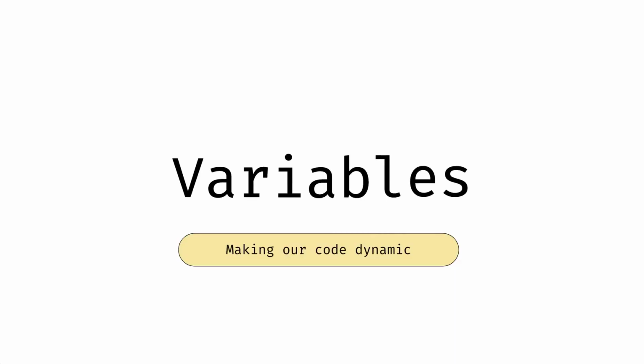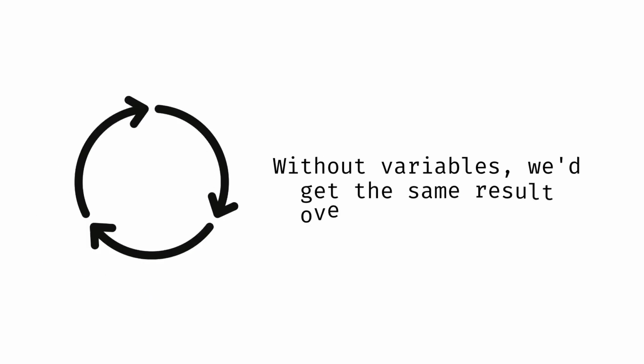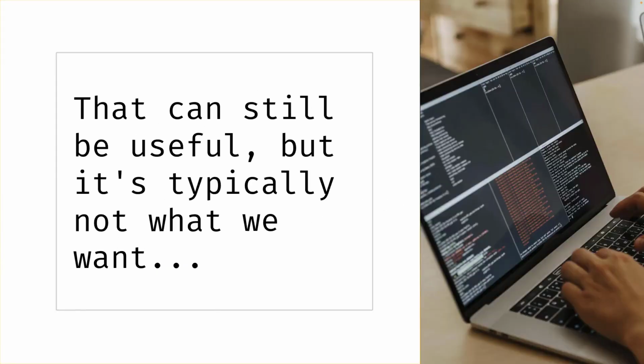So far, we've seen how to create classes and instantiate objects. It's time for a new topic that we actually have touched upon already: variables. Without variables, our code will do the exact same thing every time we run it, over and over again. Even though that could still be somewhat useful, for example when we're automating manual tasks, it's typically not what we want.